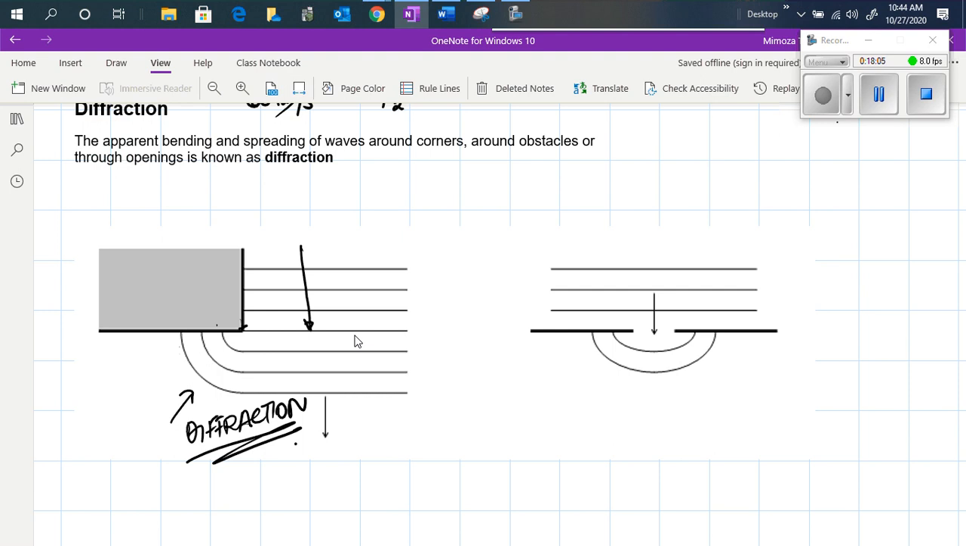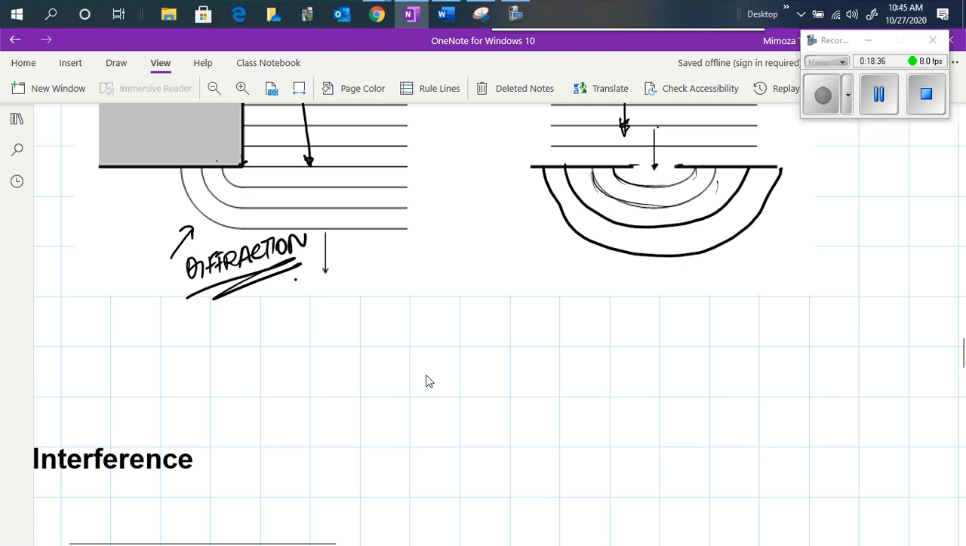And even when you have the wave traveling in this direction and you see a small opening, what is happening is the wave is creating a new wave front, because each particle of the wave is acting as a wave on its own, and it creates this ripple here. This phenomenon is known as diffraction.